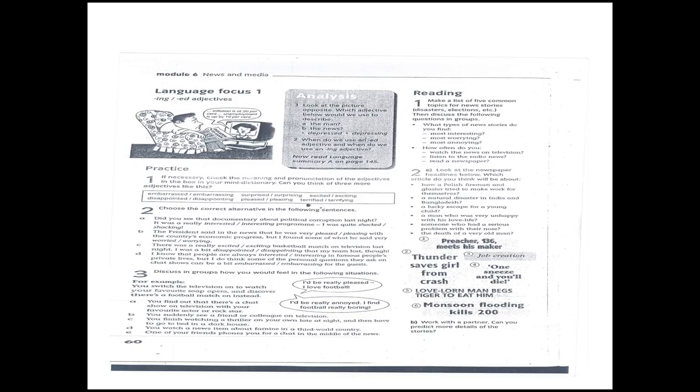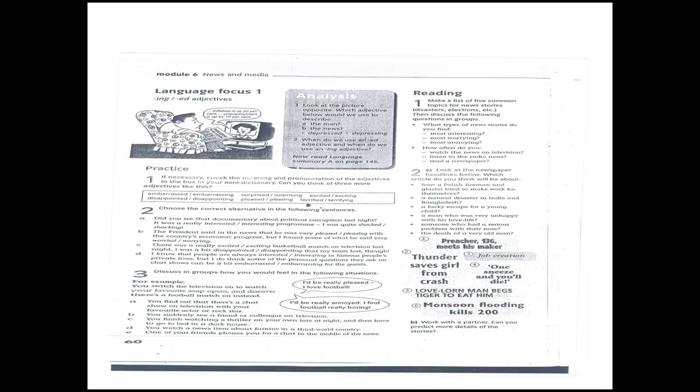Now, as we see in the analysis, look at the picture opposite. Which adjective below would you use to describe the man, the news, depressed, depressing? Now, when we want to describe somebody, we use the ing, something that causes you to feel something. Like this: interesting, interested. If somebody is interesting or the program is interesting, this means that he or she or it is the cause. When somebody or something is boring, it is the cause. As a result of that, you are or we are bored. The effect goes back to you.